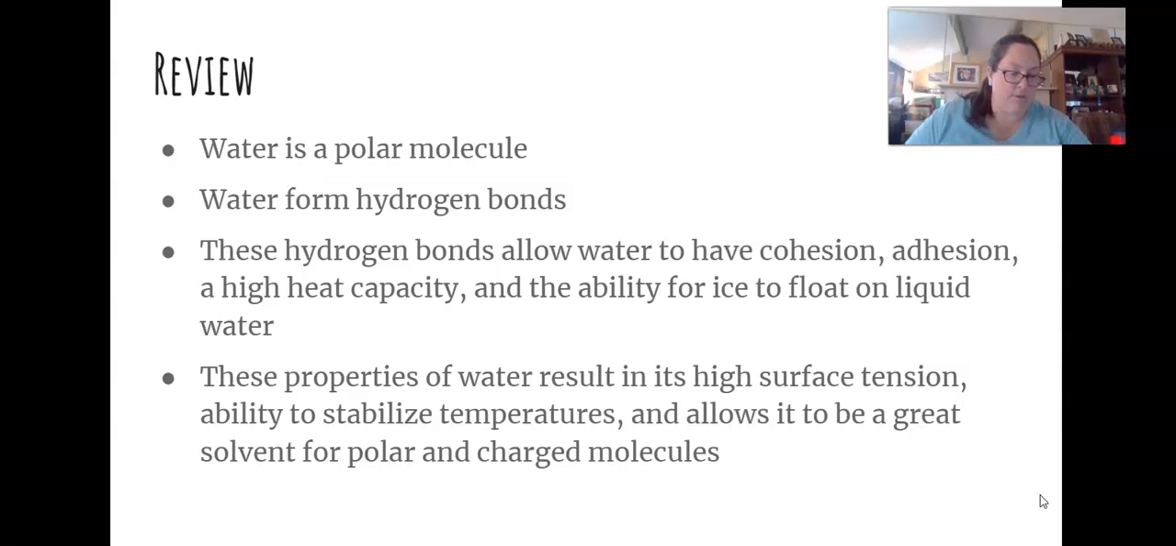And these properties give water its high surface tension, its ability to stabilize temperature, its ability for sweat to bring down our body temperature so we don't get heat stroke every time there's a hot day, and it allows water to be a really good solvent for polar and charged molecules.